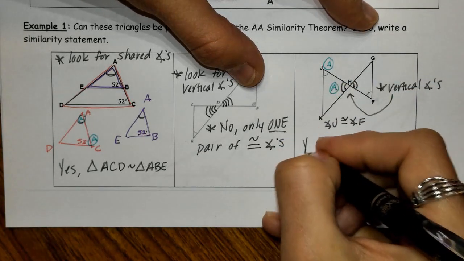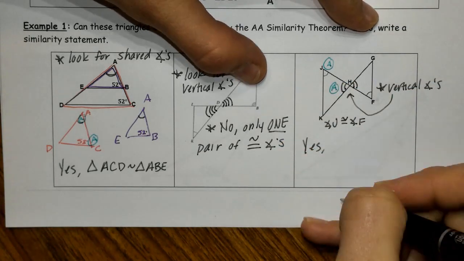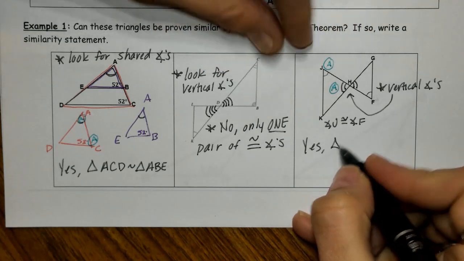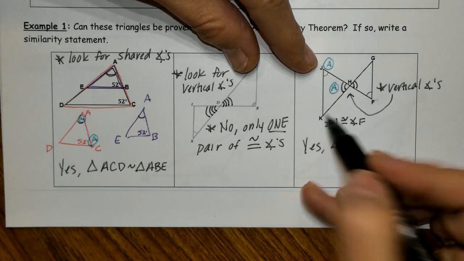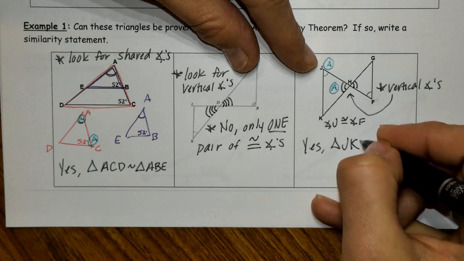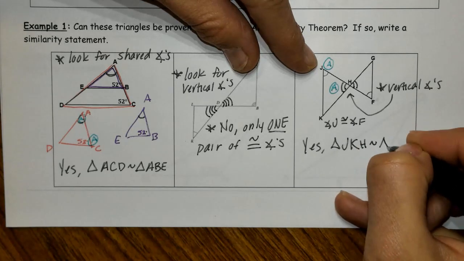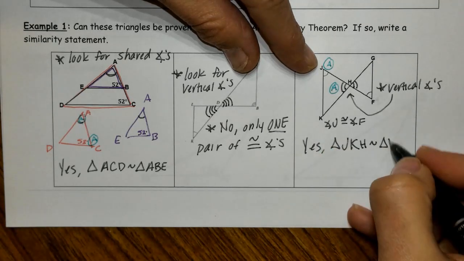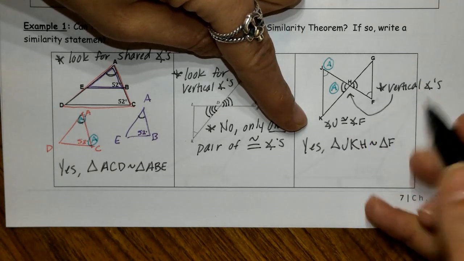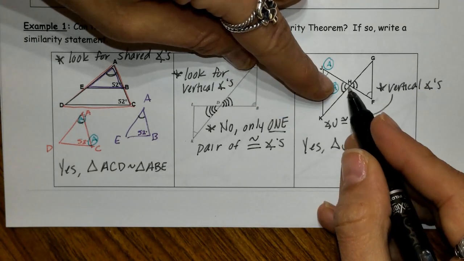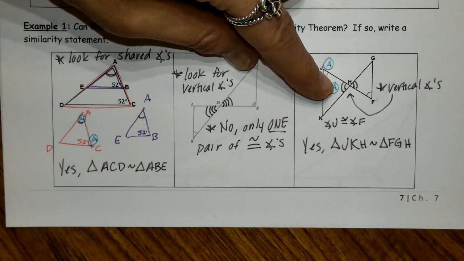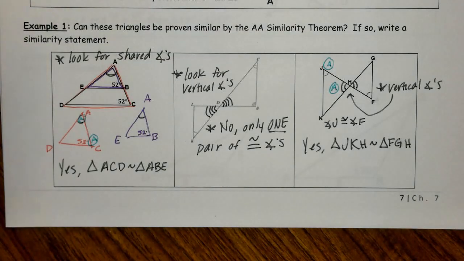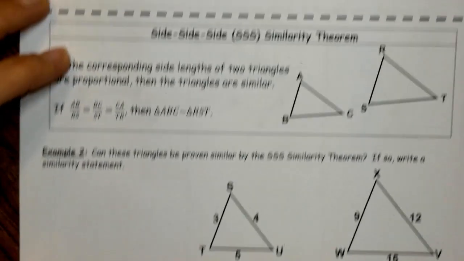So we do have similar triangles. And here we'll name this triangle. I'm going to start at J, then go to K, and then H. We're going to say this is similar to triangle. J corresponds with F, K will correspond with G, and the vertical angle H will correspond with itself. Please pause, rewind if we need to. I know I'm going fast.